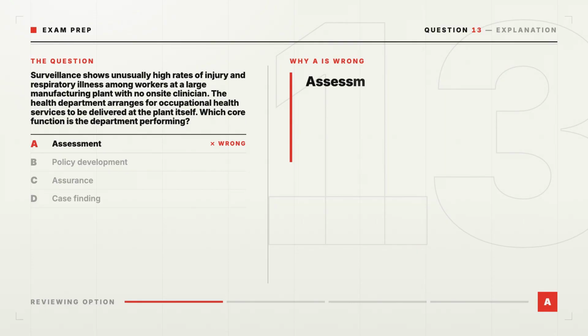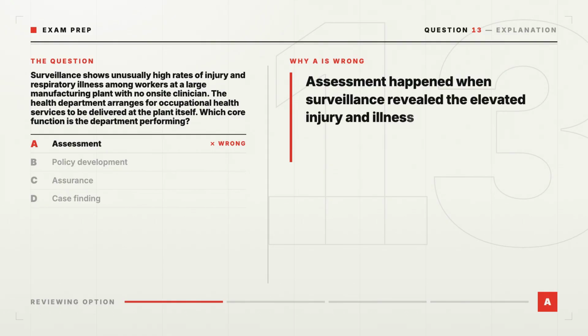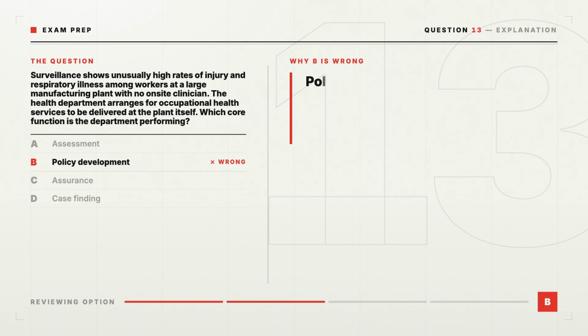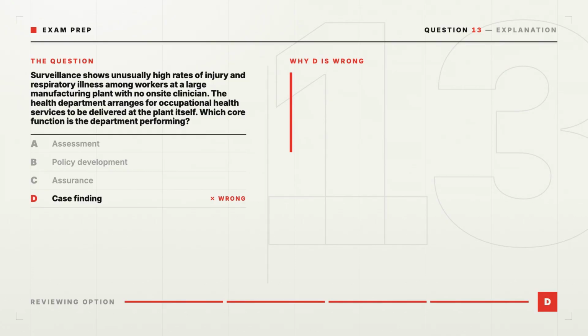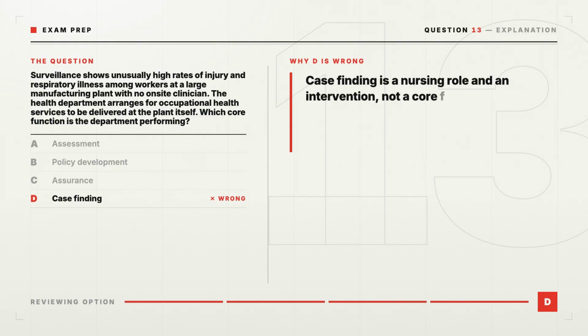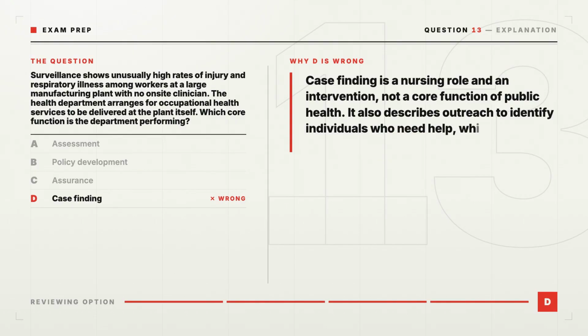A is wrong because assessment happened when surveillance revealed the elevated injury and illness rates. The department has already moved past that step. B is wrong because policy development covered the decision to act on the pattern. Assurance is what turns that decision into services people can actually use. D is wrong because case finding is a nursing role and an intervention, not a core function of public health. It also describes outreach to identify individuals who need help, which is narrower than arranging services for a whole workforce.